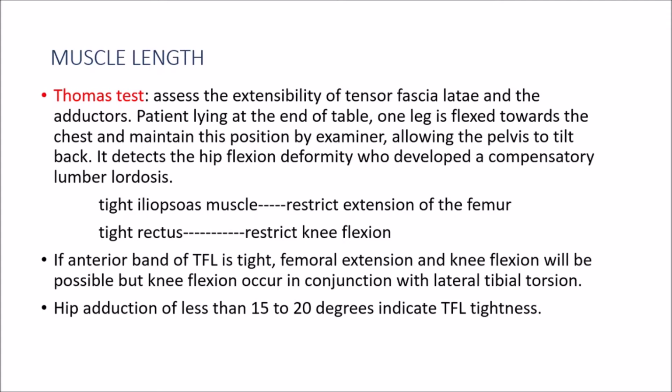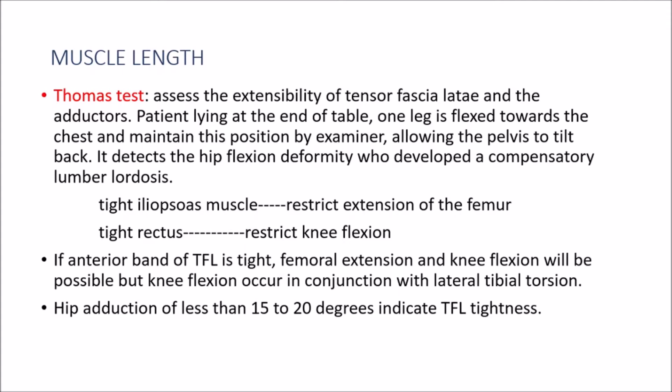How you perform it is that the patient is lying at the end of a table. One leg is flexed toward the chest and is maintained in this position by the examiner, and the other leg will freely extend on the table. In this you will check the iliopsoas and the rectus femoris. If the iliopsoas muscle is tight, it will restrict the extension of the femur, and if the rectus femoris muscle is tight, it will restrict the knee flexion.